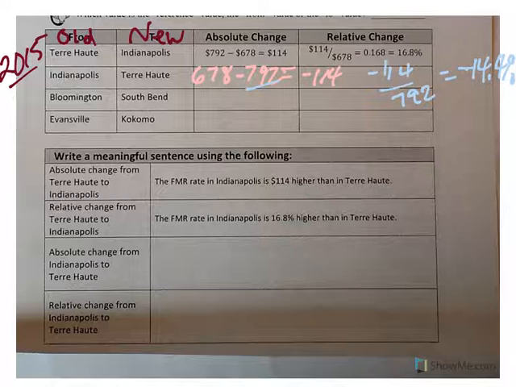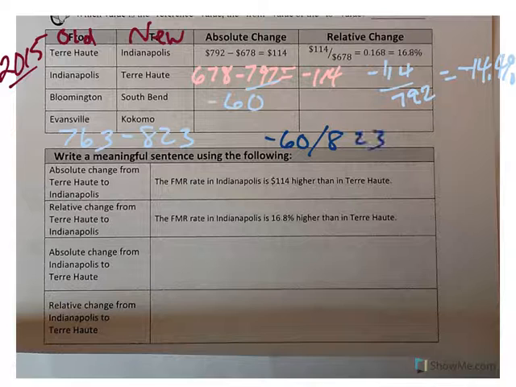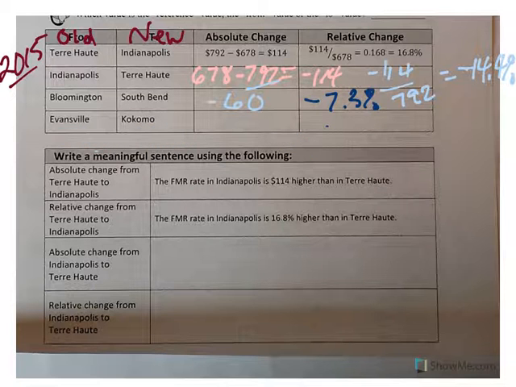Indianapolis to Terre Haute. Now, when you go Bloomington to South Bend, you're going to take 763. This is Bloomington to South Bend minus 823 for a value of negative 60. Then I take that negative 60 and I divide by the reference of 823, and I get negative 7.3%. So if you're moving from Bloomington to South Bend, your fair market rental rates are going to go down $60, or there's a 7.3% change.